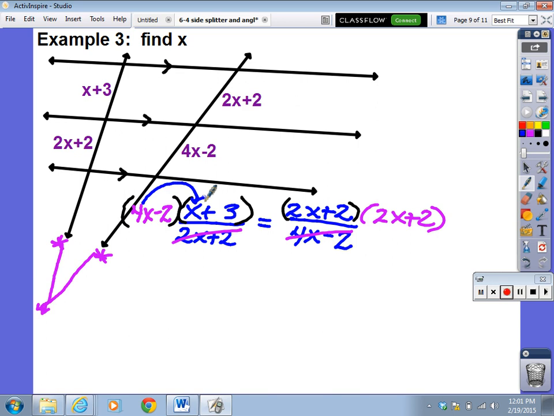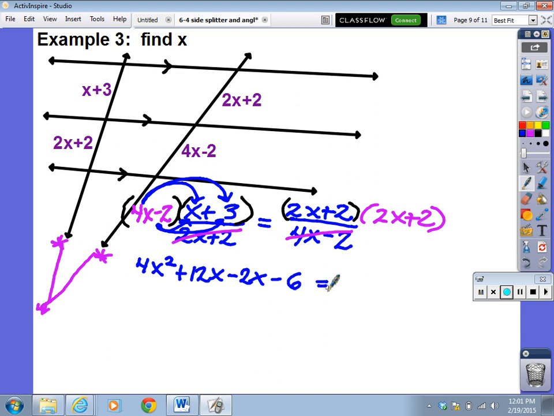4x times x, 4x squared, 4x times 3, plus 12x, and then we distributed the 4x through. Let's distribute our negative 2 through. Negative 2 times x, negative 2x, negative 2 times positive 3, minus 6. Let's go over to the other side. Any questions on that part?